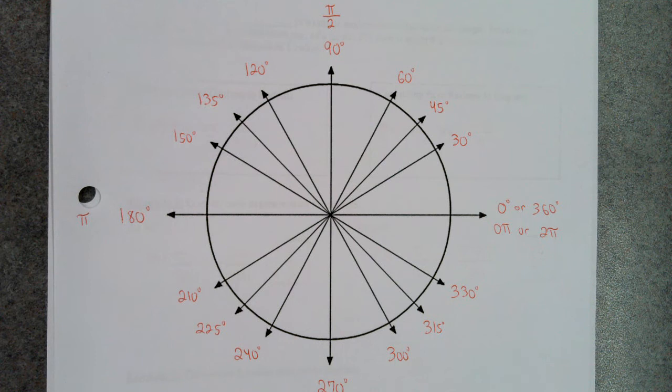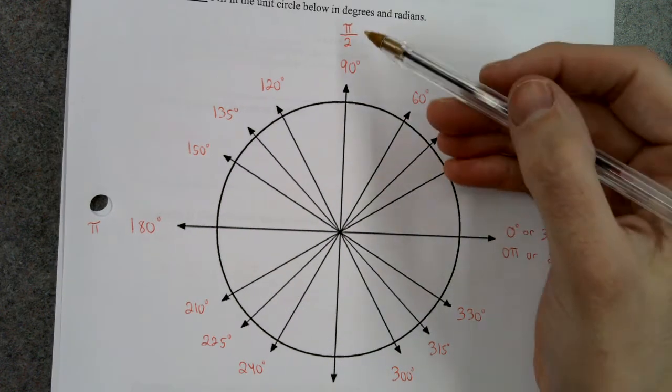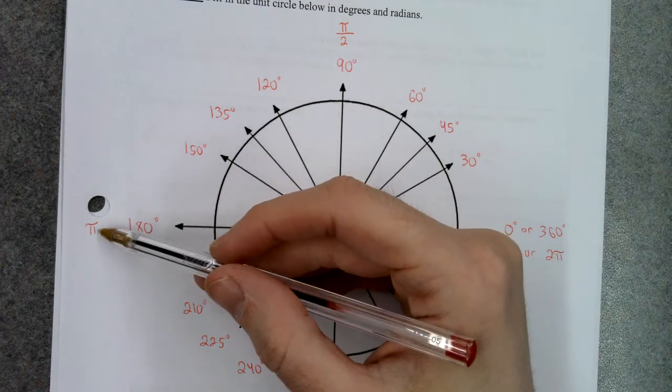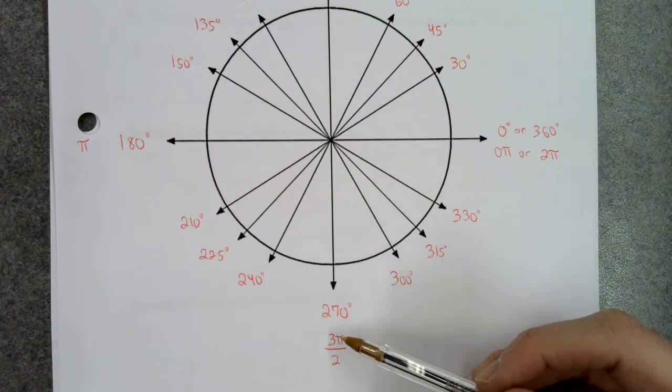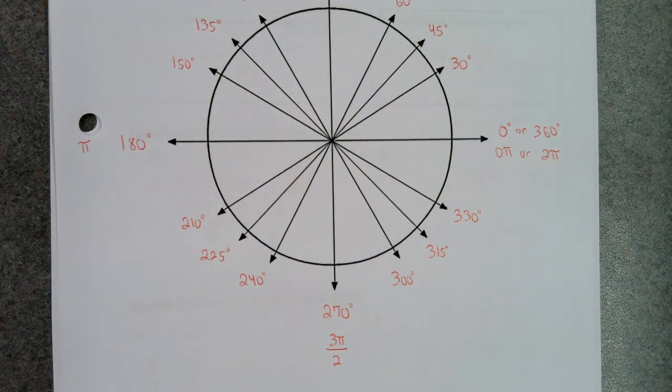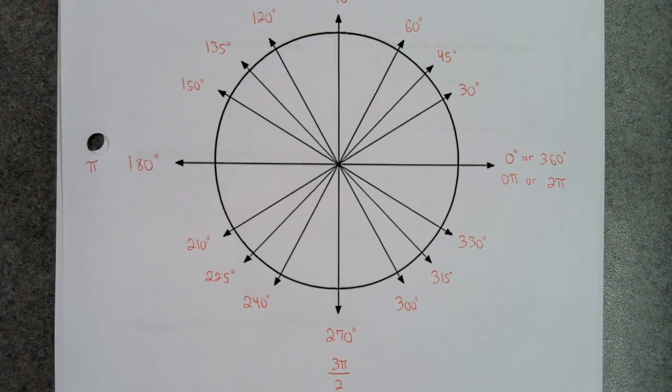All right, so we have 4 of the radians filled in. We have this one over here filled in, we have this one up here filled in, this one over here filled in, and this one down here filled in, okay? So those are like the 4 main ones. Now we have 12 more to fill in. There's a couple tricks, okay?